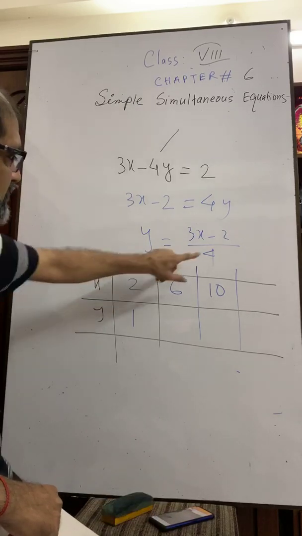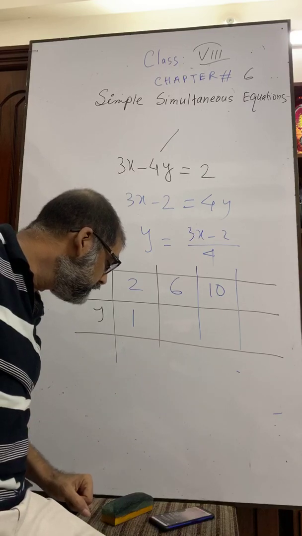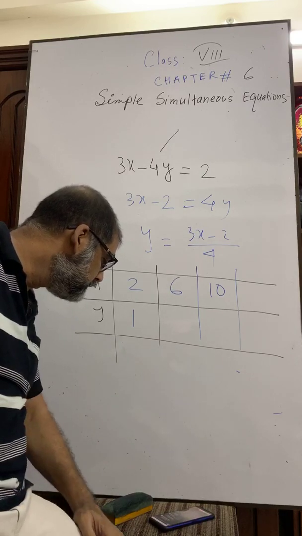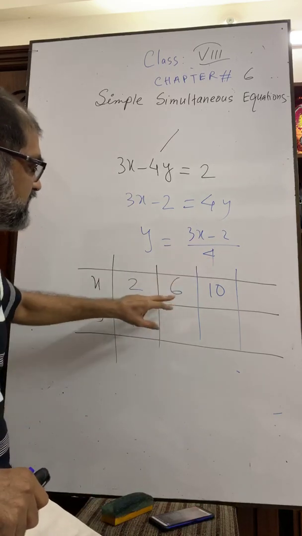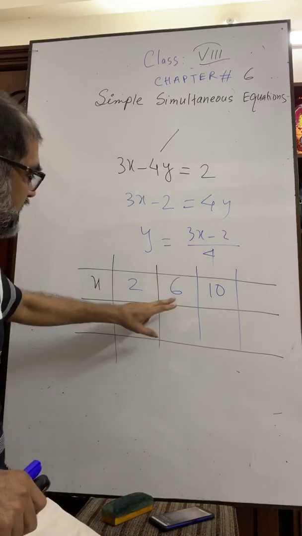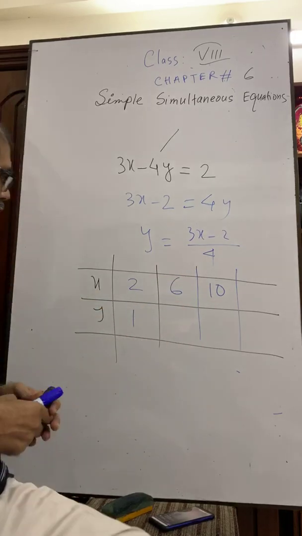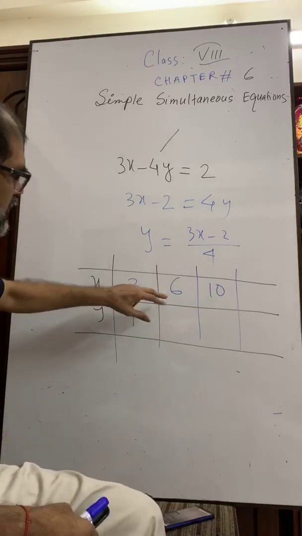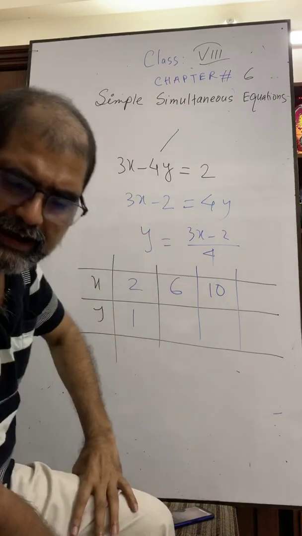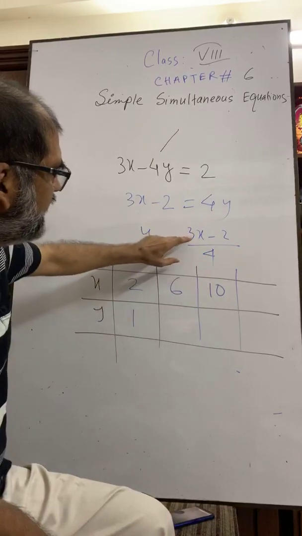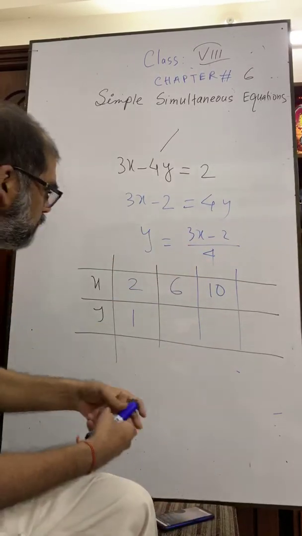These 2 plus 4 equals what? 6. This 6 plus 4 equals what? 10. Okay. Now you see, you put the value 6 here. 3 times 6 is 18. 18 minus 2 equals what? 16. 16 by 4 equals what? 4.